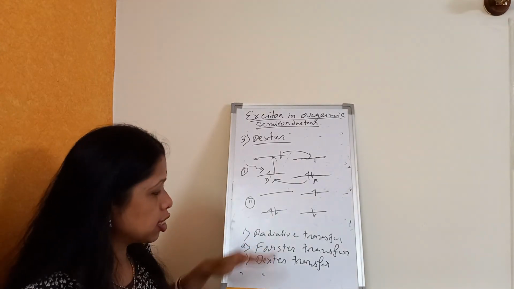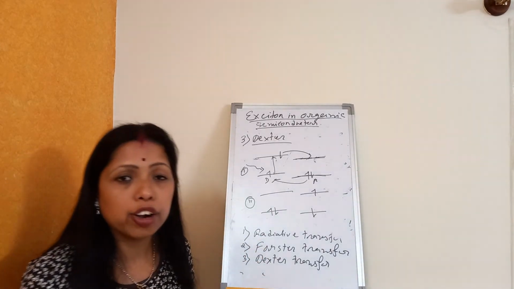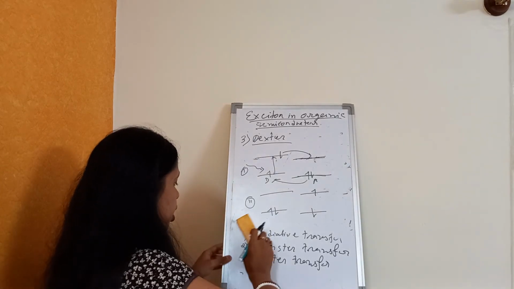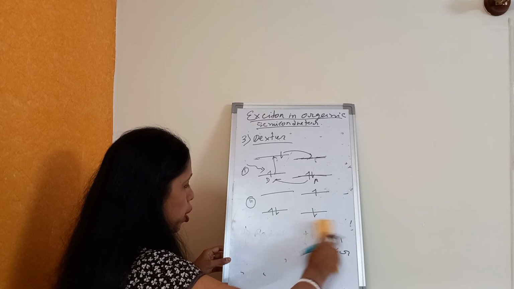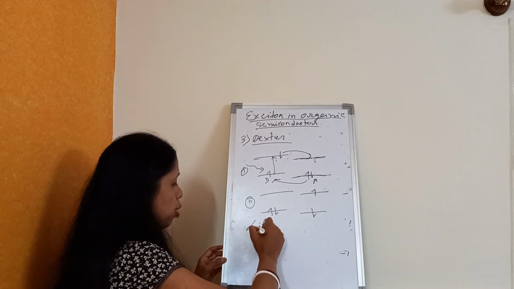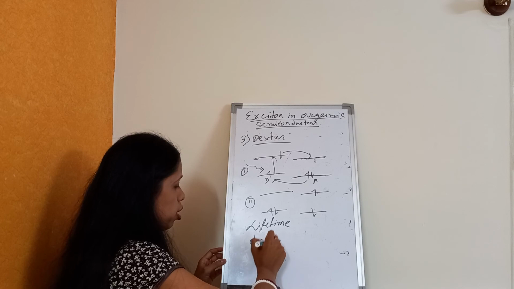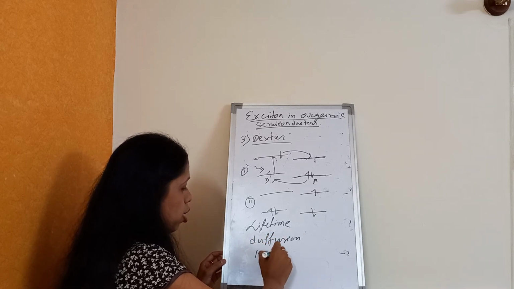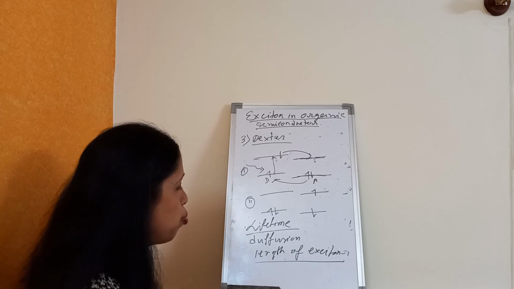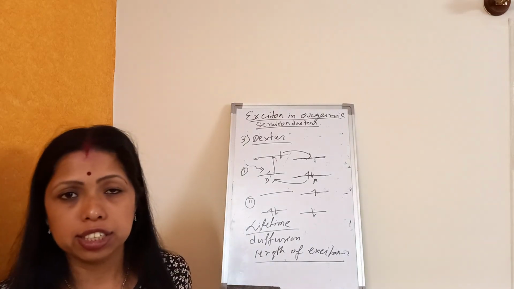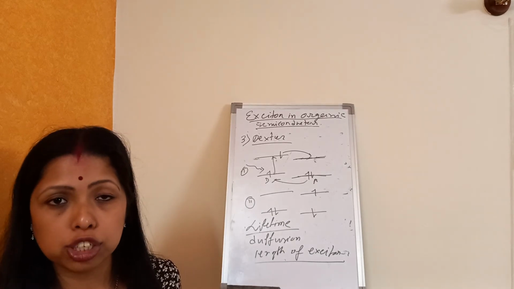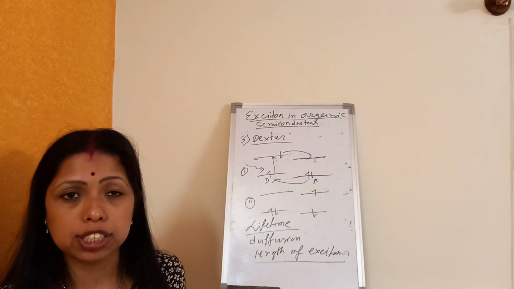We can analyze these three transfers by using the random hopping diffusive theory. From the diffusive theory, if we analyze the entire theory, we can conclude that the lifetime and the diffusion length of the exciton are the two parameters that are mainly important when you calculate the performance of the devices. Next class I will discuss the exciton dissociation process, the third process for generation of the photocurrent or for the luminance effect. Thank you.